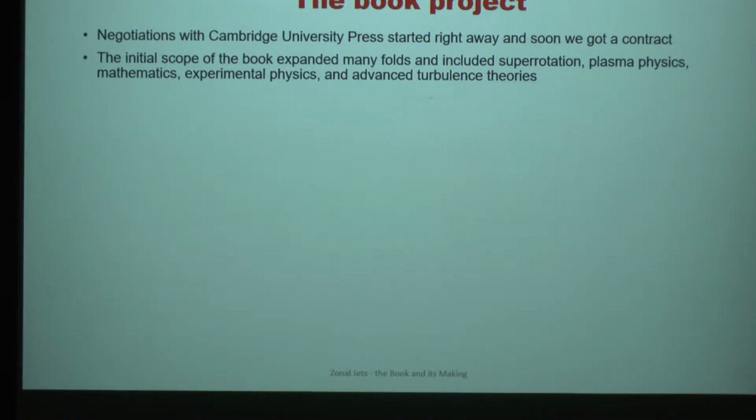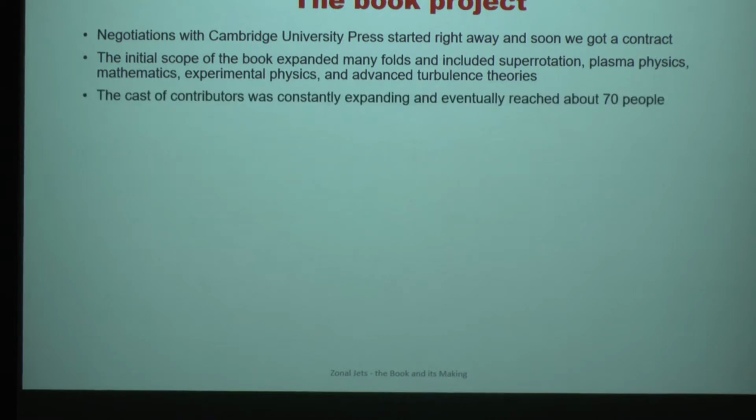It covered the planetary sciences, oceanography, and even the atmospheric sciences, where we included something known as superrotation. Plasma physics was joined later. We didn't have it initially. We had mathematics, experimental physics, and advanced turbulence theories, of course. The list of contributors was constantly expanding, so eventually from 12, we got to about 70.